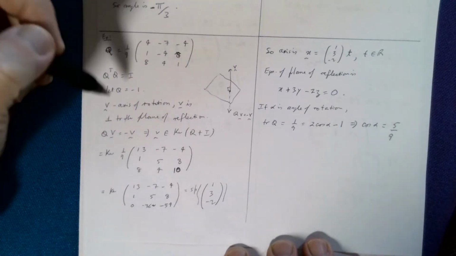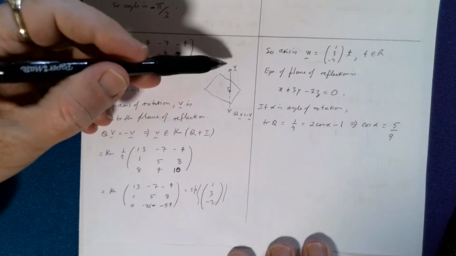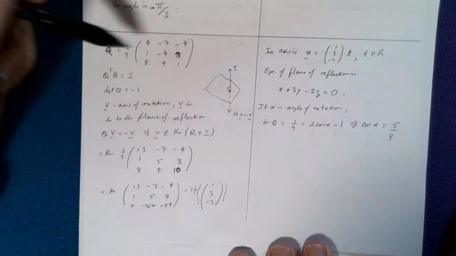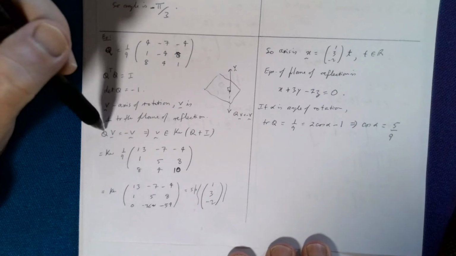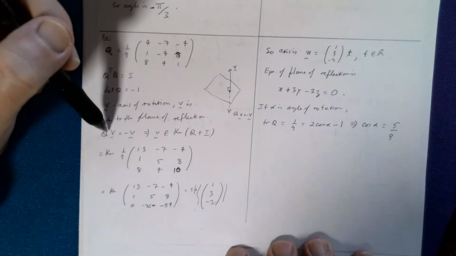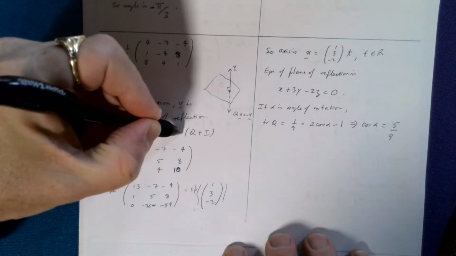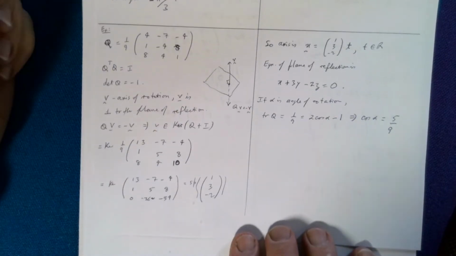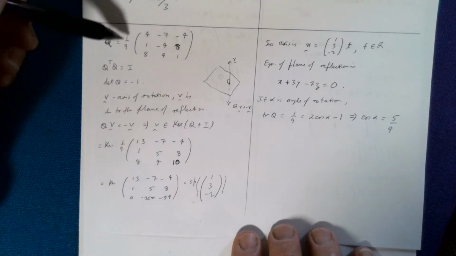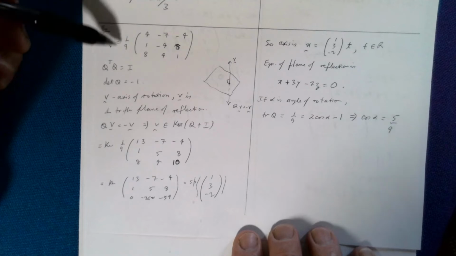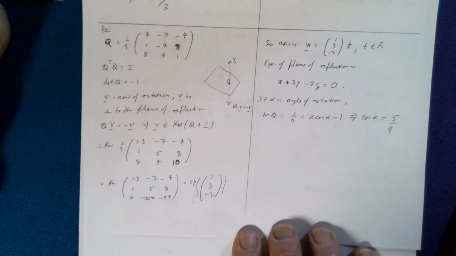If v is the axis of rotation, then v is perpendicular to the plane of reflection. And when I multiply Q times this v, it's going to end up at minus v. That means v is an eigenvector with eigenvalue lambda equals minus 1, and that means v lies in the kernel of Q plus I. So when we work out Q plus I, because of the 1/9 here, I'm really just going to add 9 to the main diagonal elements. Then I can forget about the 1/9.